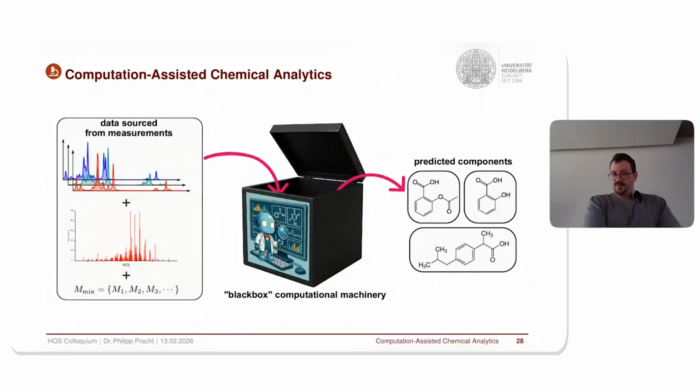Design of such a procedure is, again, what I'm working towards. It would, in practice, look something like this. You have data from different data sources, so IR spectra coupled, for example, to gas chromatography and mass data. This enters a black box computational machinery, which in the end gives you a list of likely components of what you are seeing in the experimental data.